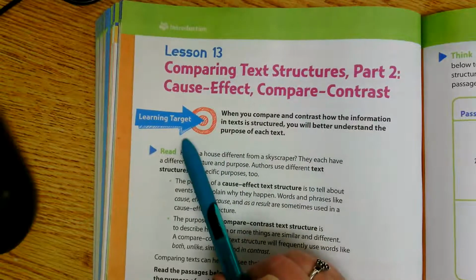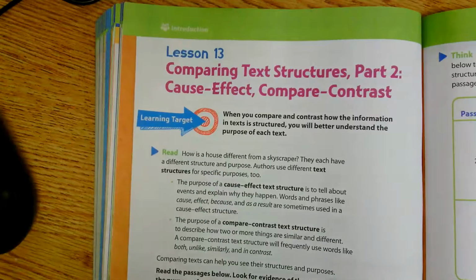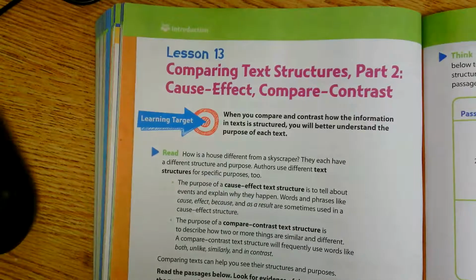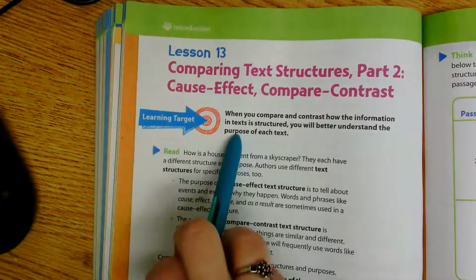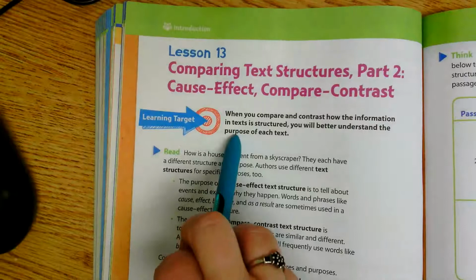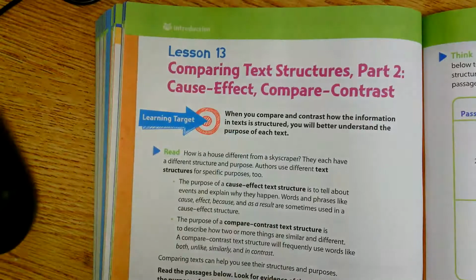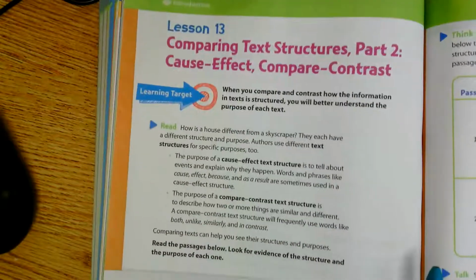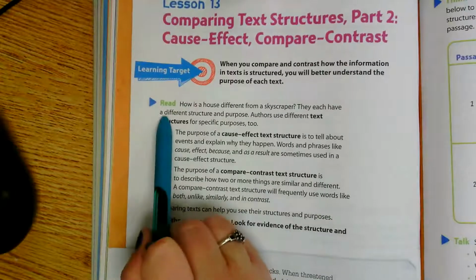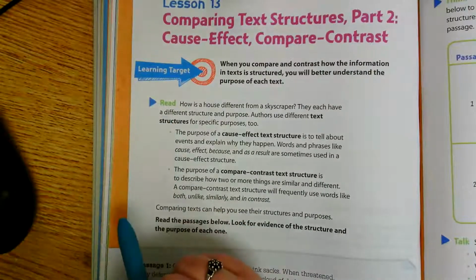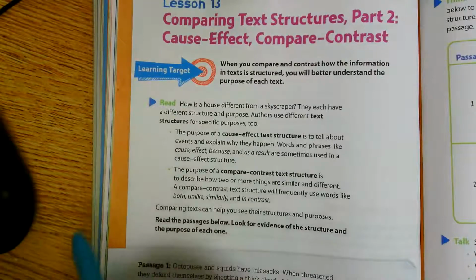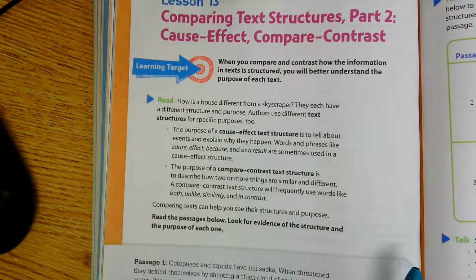So with our learning target for this activity, it says when you compare and contrast how the information in text is structured, you will better understand the purpose of each text. So again, the reason for the text, the point that the author is trying to make. So follow along with me on your sheet as I read the following. How is a house different from a skyscraper? They each have a different structure and purpose. Authors use different text structures for specific purposes too. So we're talking again about cause and effect and compare and contrast.